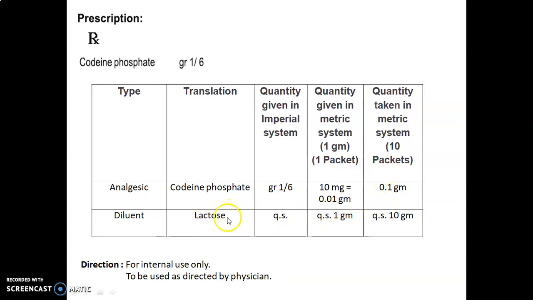Second one is lactose, which is used as a diluent. Quantity given in the imperial system is quantity sufficient. Quantity given in the metric system for preparing 1 gram, that is 1 packet of powder, is quantity sufficient to prepare up to 1 gram. And the quantity taken in the metric system for preparing the 10 packets is quantity sufficient to prepare up to 10 gram. Direction: for internal use only, to be used as directed by the physician.